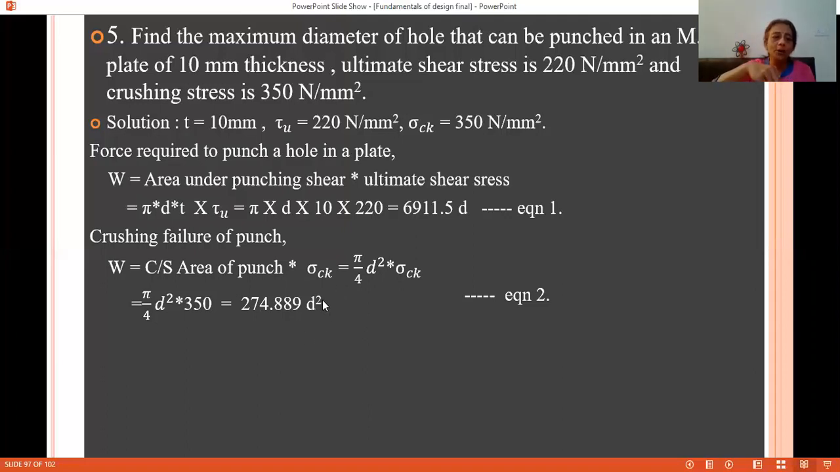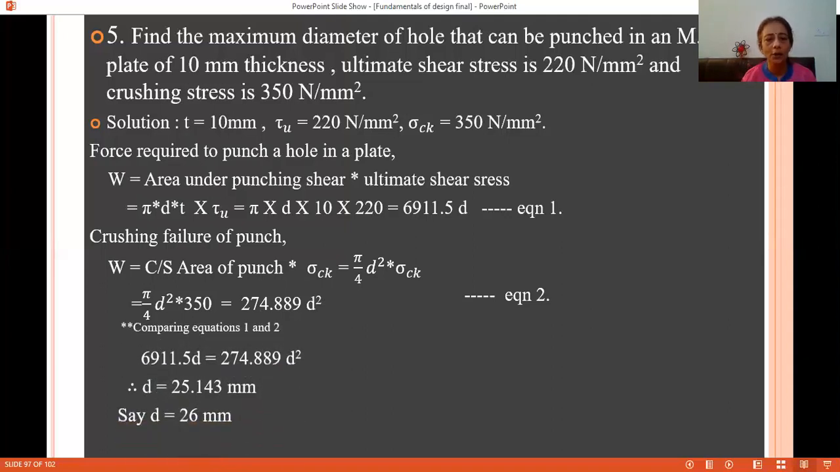Whatever force is required to punch a hole, that force only is exerted by the punch. Both W should be the same. So we will compare equations 1 and 2. After comparing equations 1 and 2, W will be cancelled out and d will be equal to 6911.5 upon 274.889, which comes to 25.143. So we will write d is equal to 26 mm.